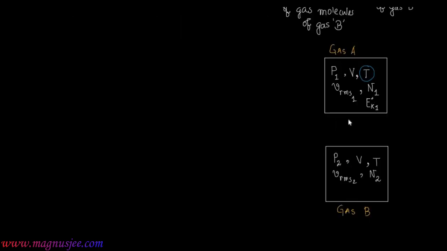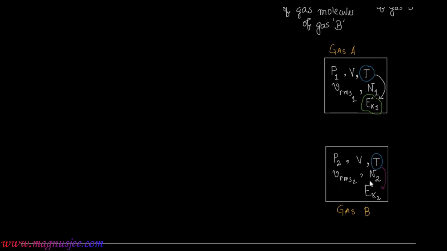In the diagram, at the absolute temperature T, the average kinetic energy of translation per molecule of gas A will be EK1 prime, and at the same temperature for the gas B, the average kinetic energy of translation per molecule will be EK2 prime.